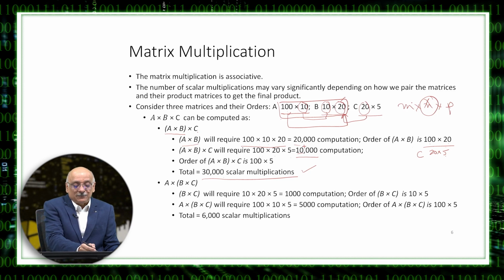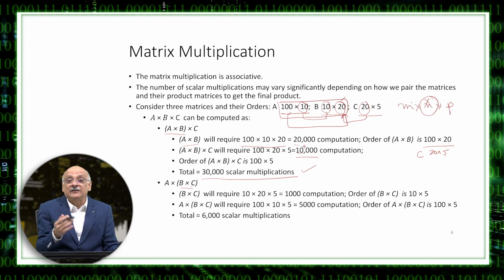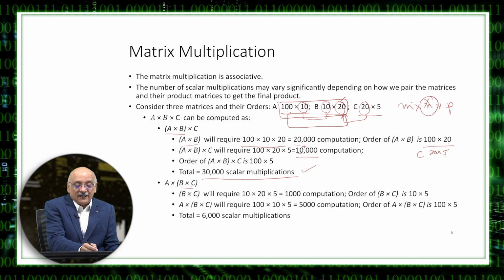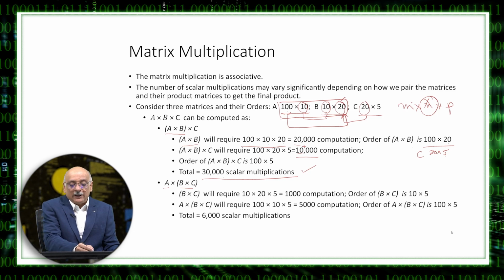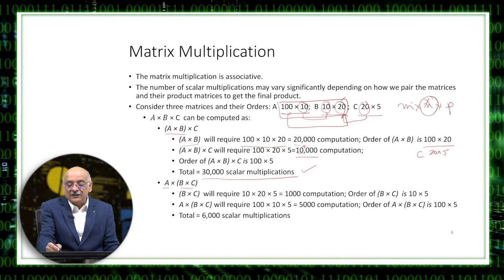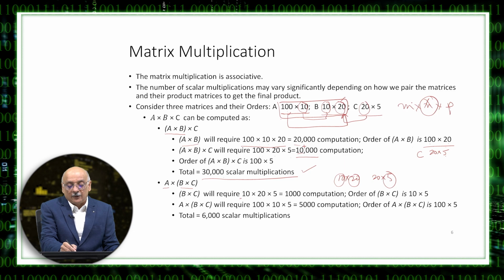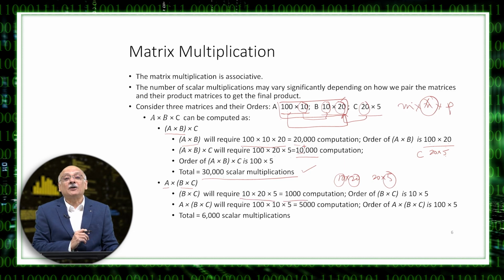Yes. The second option is we first multiply B with C, and the result of that is multiplied on the left by A, that is A multiplied by the result of B multiplied by C. How many computations would be required for B into C? What is the dimension of B? 10 into 20. What is the dimension of C? 20 into 5. So the multiplications required will be 10 into 20 into 5, which is just 1000 computations.